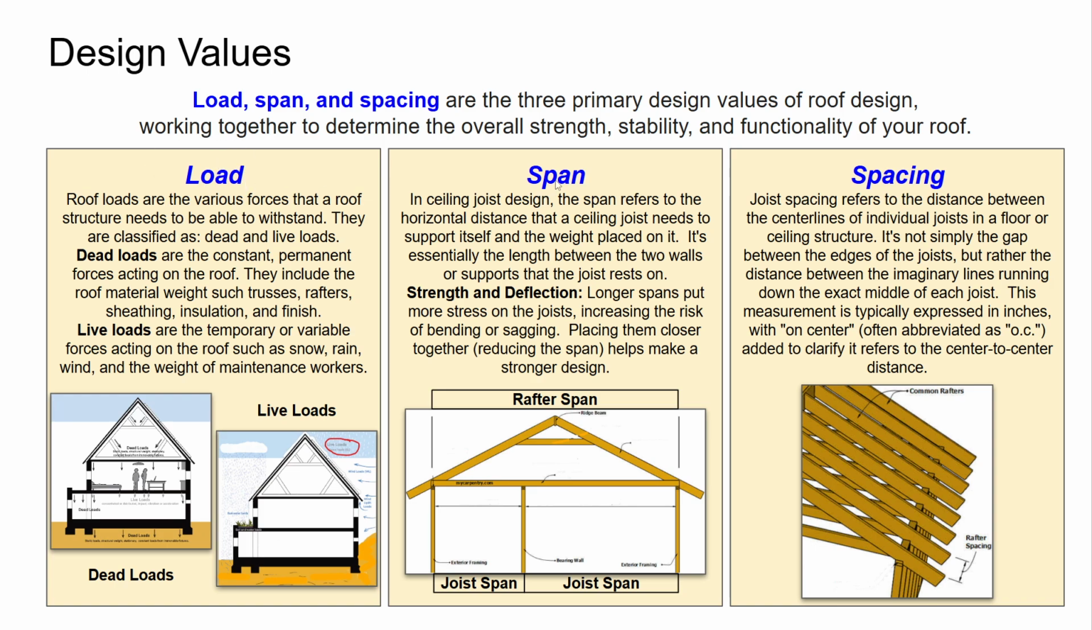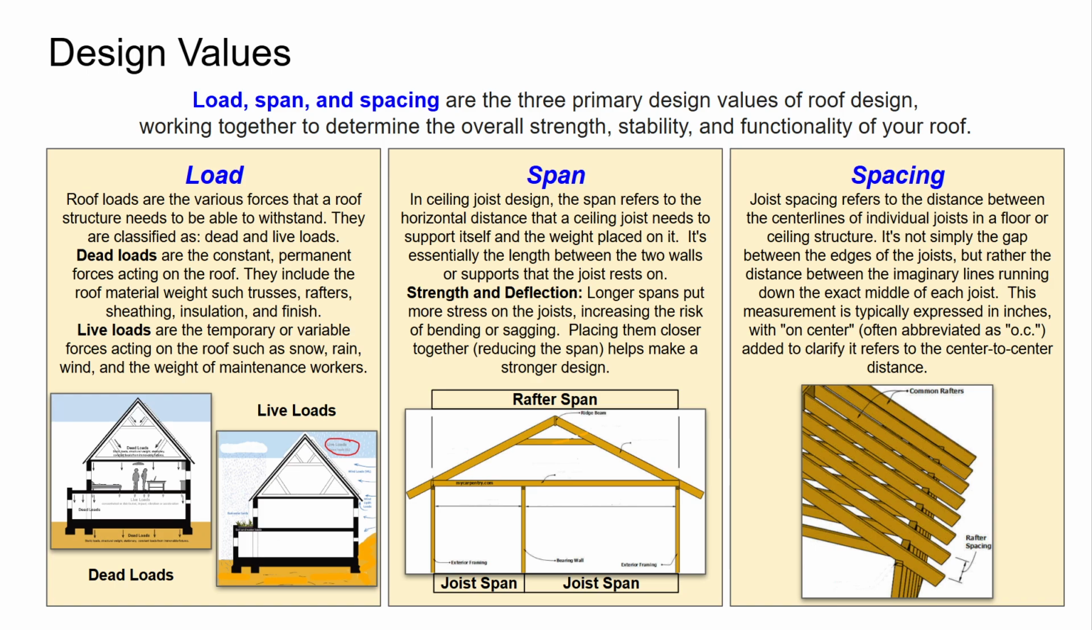The next thing to consider is the span, and that's the distance between the supports. Here, from here to here is one span. From this bearing wall to the exterior wall is another span for the joists, but the rafter span might be different. That's from here to here. Different rafters have different designs and they might have slightly different calculations of span. But basically, it's the distance between supports.